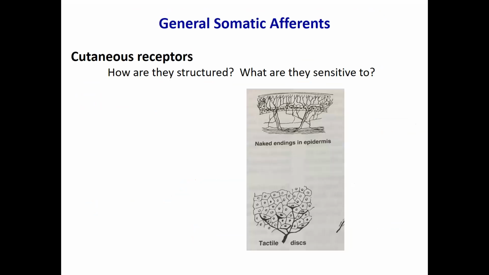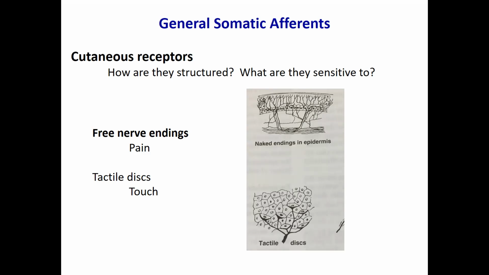So now we move on to our general somatic afferents, and these are the cutaneous receptors as we discussed, as well as the proprioceptors. Within the cutaneous receptors, some of them would be free nerve endings. That is, only a nerve ending would be there without any capsulation or multiple layers covering its terminal end. They are present in the skin also. They are sensitive to pain. We call them nociceptors.